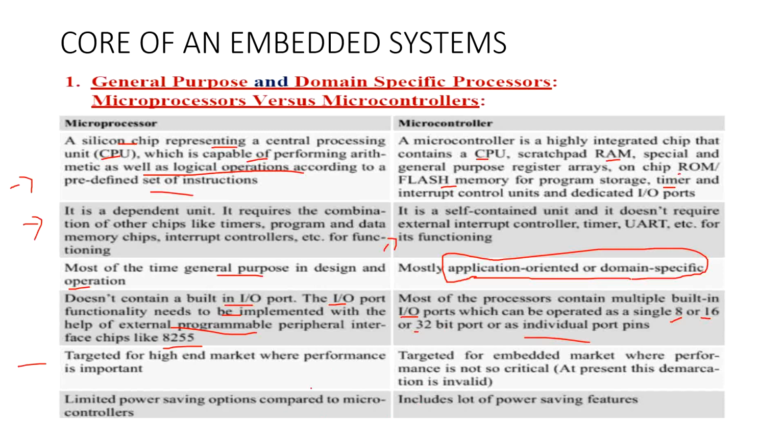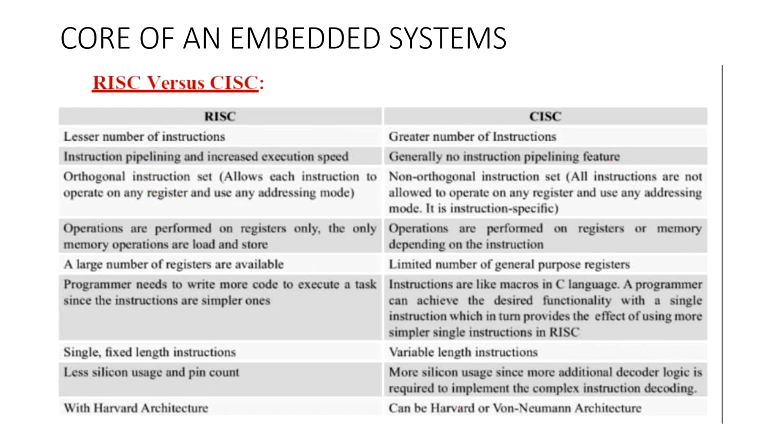The microprocessor is targeted at the high-end market where performance is important, whereas the microcontroller is targeted at the embedded market where performance is not at all critical. Limited power saving options are there in a microprocessor, whereas lots of power saving options are there in a microcontroller.